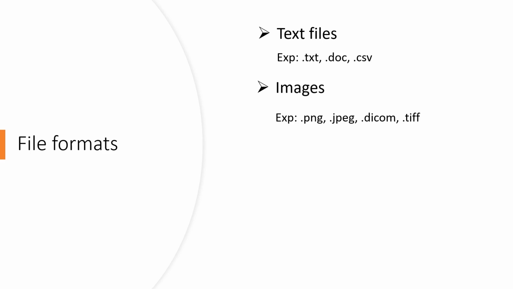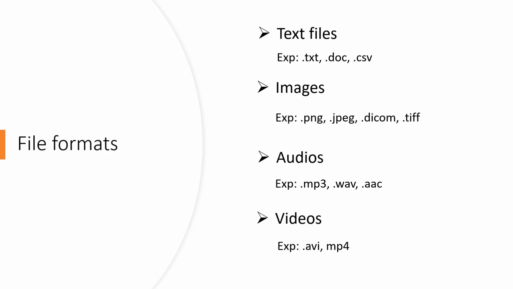Now, let's talk about file formats. Depending on the needs and the usage, data will be stored using specific file formats. For example, we will use the extension .txt for text files. We will use .png or .jpeg for image data. We will use MP3 for audio and .avi or MP4 for videos.